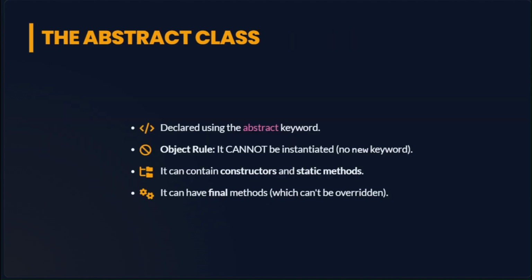So, how do we define an abstract class? We use the abstract keyword. Here are the most important rules. You cannot create an object of an abstract class. If you try to write new with the class name, the Java compiler will stop you. Why? Because the class is incomplete. It's an idea, not the reality yet. However, it can have constructors, static methods, and final methods which cannot be overridden. This is a common tricky question in technical interviews.